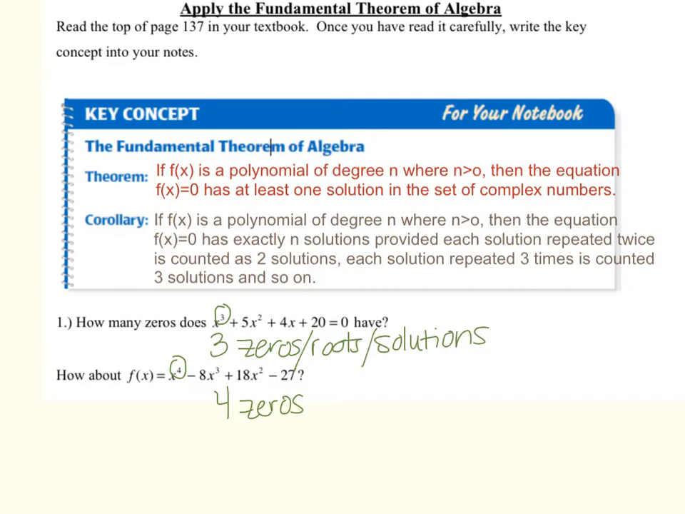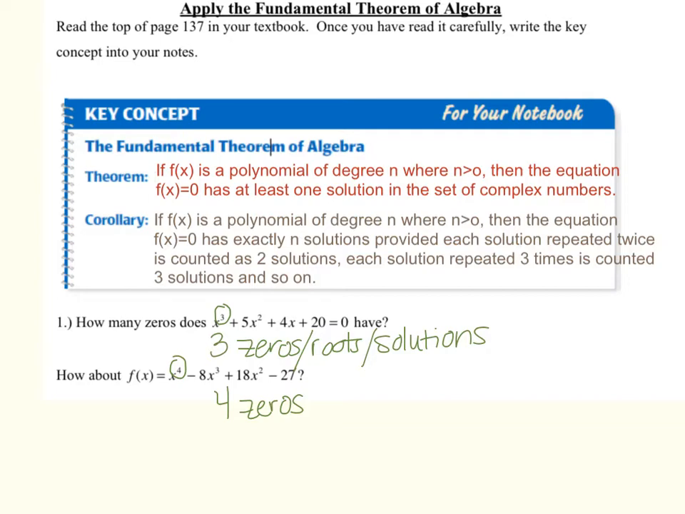So start by listing the factors of the constant, the p-value, the factors of the leading coefficient, the q-value, then list out all of the possible rational zeros. You can graph it to find good ideas of starting points to start your synthetic division. And please realize you're looking for 5 solutions.